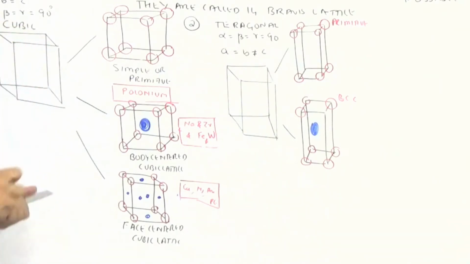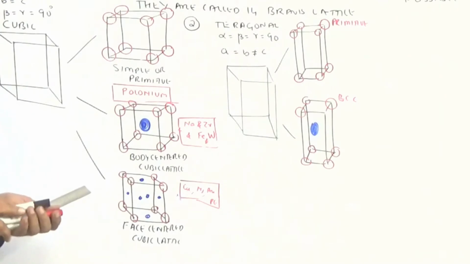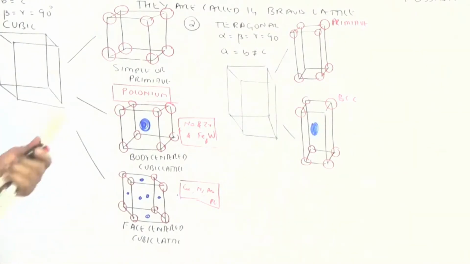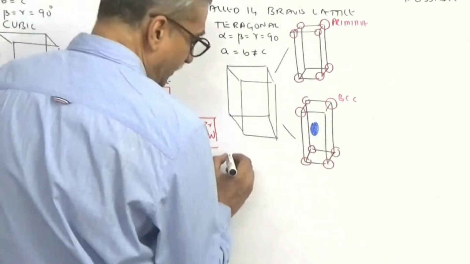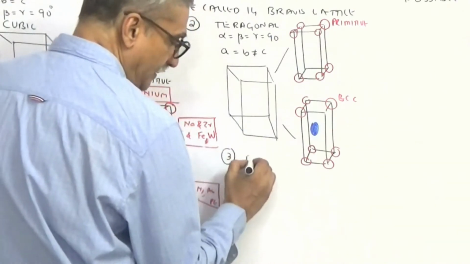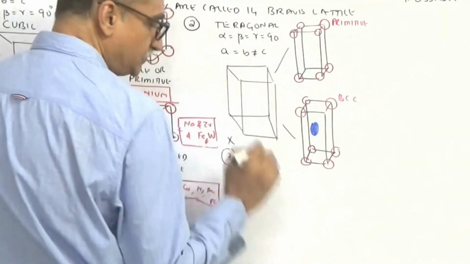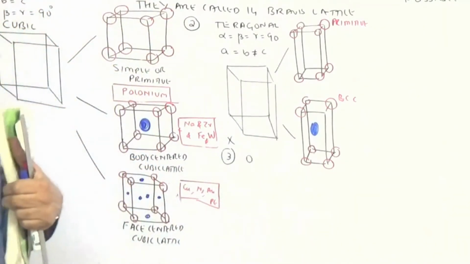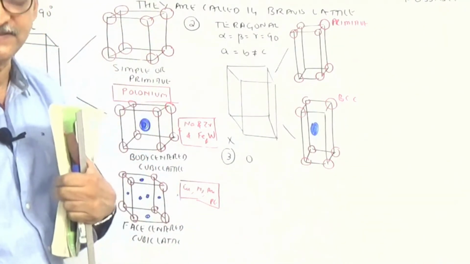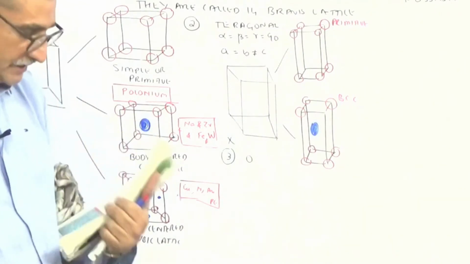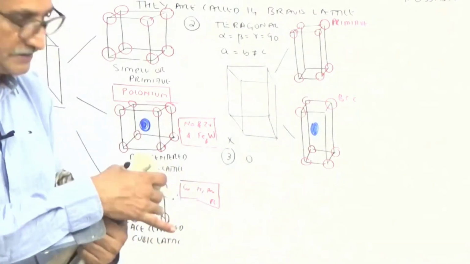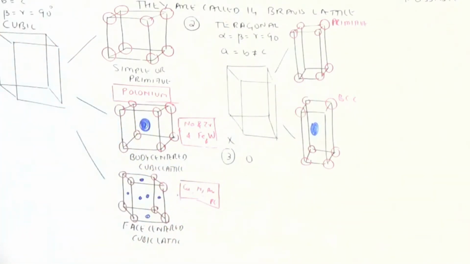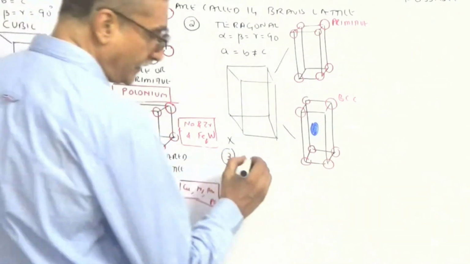Then the next one that we have. So again we have A not equal to B not equal to C, alpha is equal to beta is equal to gamma, and that is equal to 90, that is orthorhombic. So third case is very important. Which one of the crystal systems has maximum Bravais lattice? It is orthorhombic. It has got primitive, body centered, face centered, end centered. So remember that. I am preparing you for an MCQ.